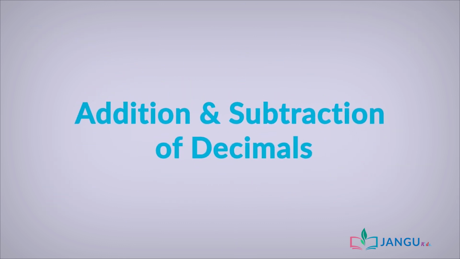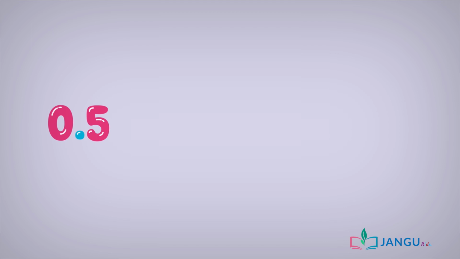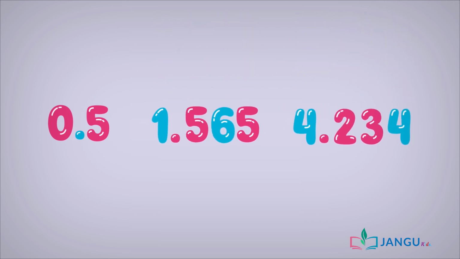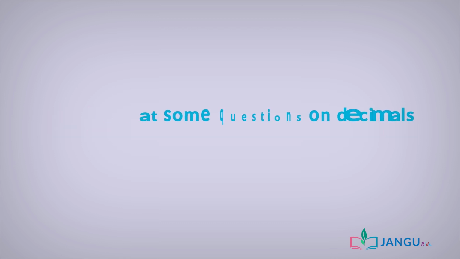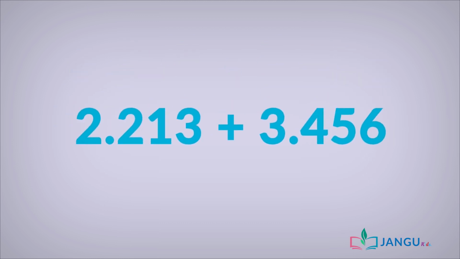Like fractions, we can also add or subtract decimals. Examples of decimal numbers are 0.5, 1.565, 4.234, etc. Let's look at some questions on decimals. What is 2.213 plus 3.456?